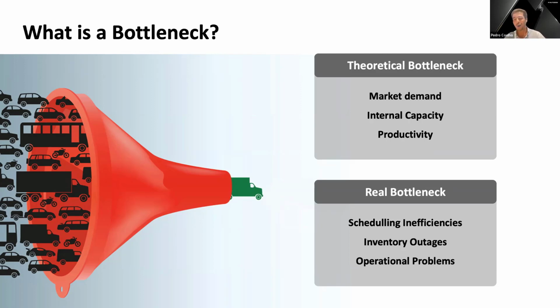Now, as all of you know, in reality, things are constantly changing, and throughout the day, throughout the week, the month, the real bottleneck, the work center in the factory that is strangling the material flow the most, can shift mainly on these factors right here: scheduling inefficiencies, inventory outages, and operational problems like machine downtimes and quality issues.